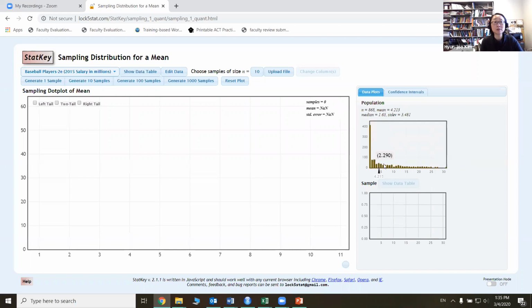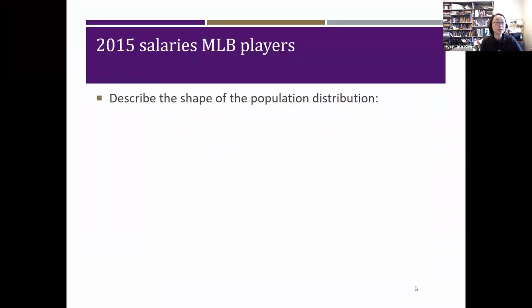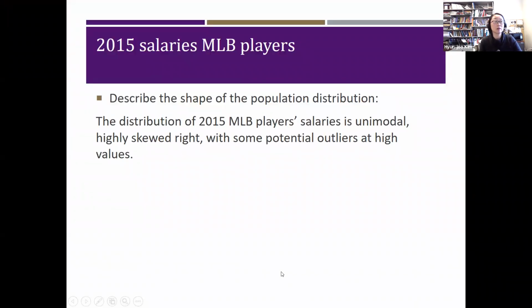But it's not symmetric at all, it's actually very right skewed. So you can summarize what we just said here. The distribution of 2015 MLB players' salary is unimodal, which means it has one mode, one bump, highly skewed right, with some potential outliers at high values.